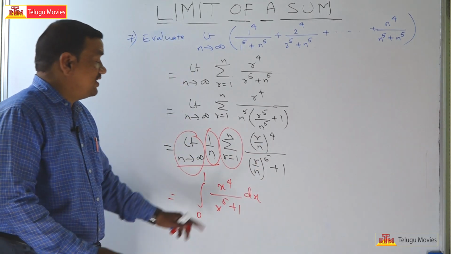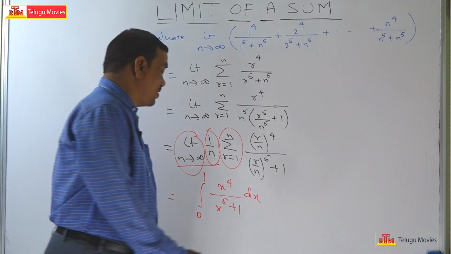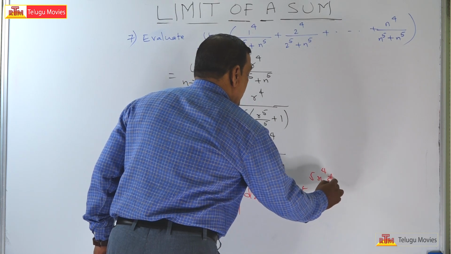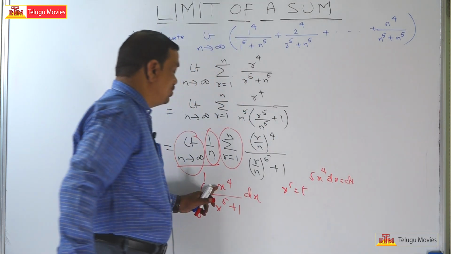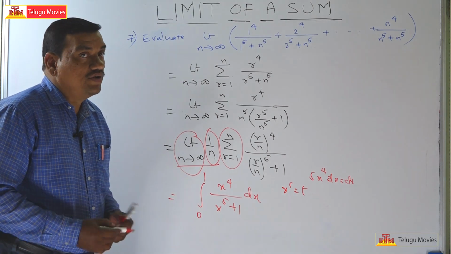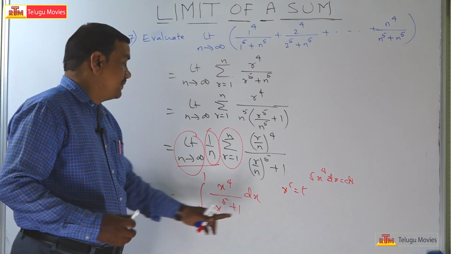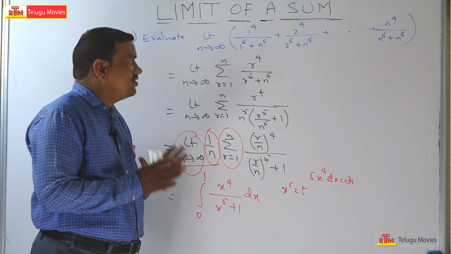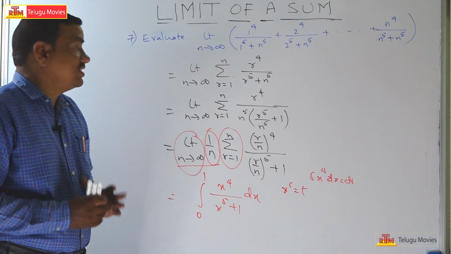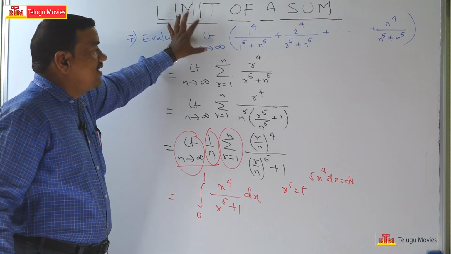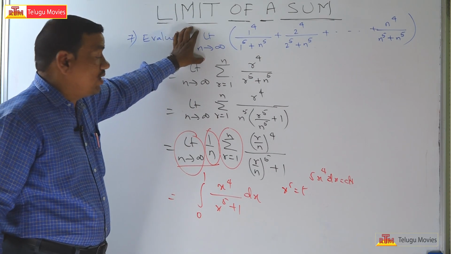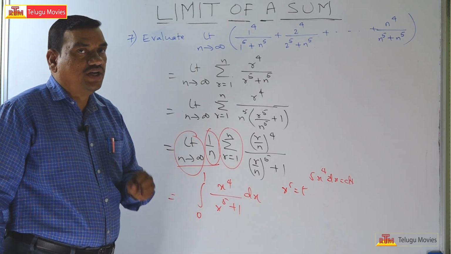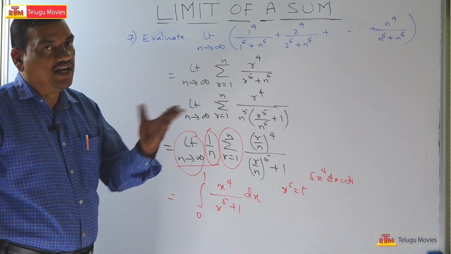Understand? I will tell how to solve this problem. Put x to the power of 5 equal to t. Therefore 5 x to the power of 4 dx equals dt, so x to the power of 4 dx equals 1 by 5 dt. Afterwards it becomes 1 by t, log of 1 plus t. I will explain this method of solving. My focus in this class is how to convert a given limit of a sum problem into a definite integration. That is my focus in today's class. Now let us see the next problem.